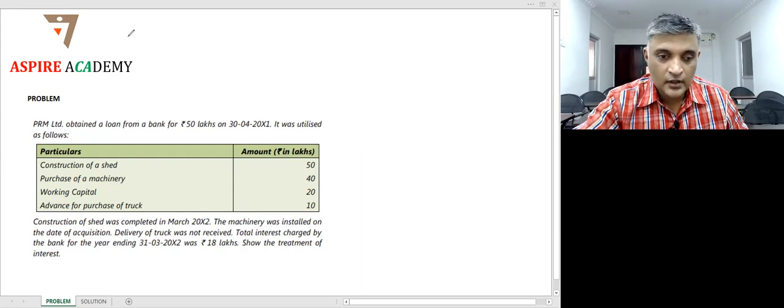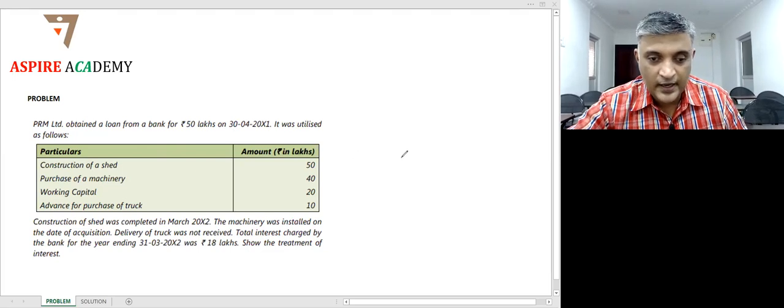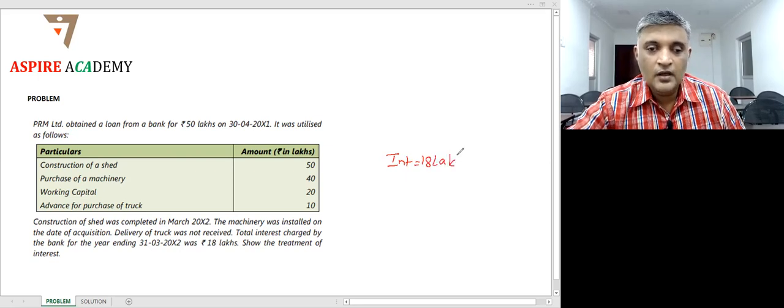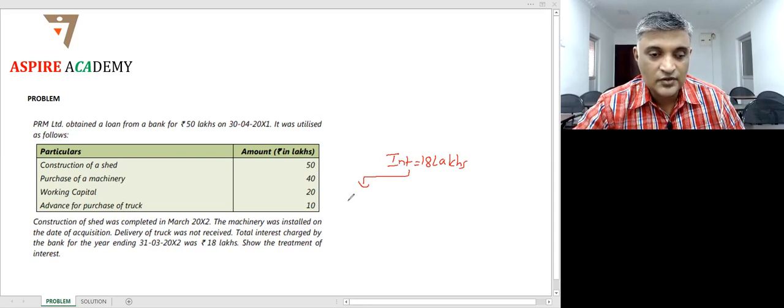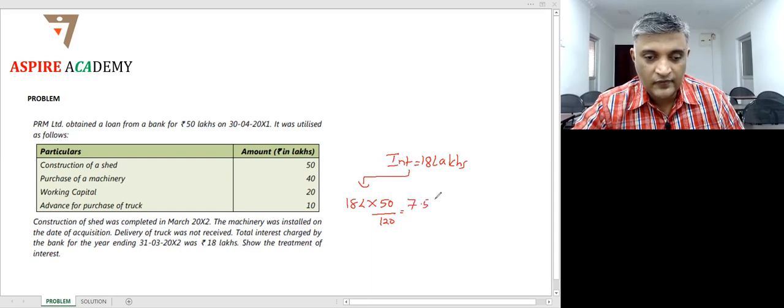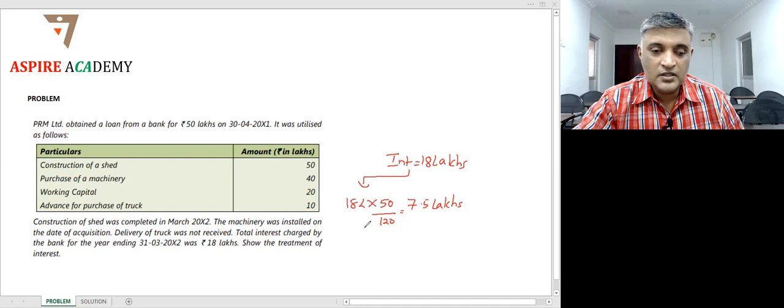Pretty straightforward. What is the total interest paid? The total interest, right, we are paying is 18 lakhs. Out of that 18 lakhs, we are going to capitalize that portion which relates to the construction shed, which is 18 lakhs into 50 by 120, which comes to 7.5 lakhs. 7.5 lakhs worth of interest is the interest which we are going to capitalize.